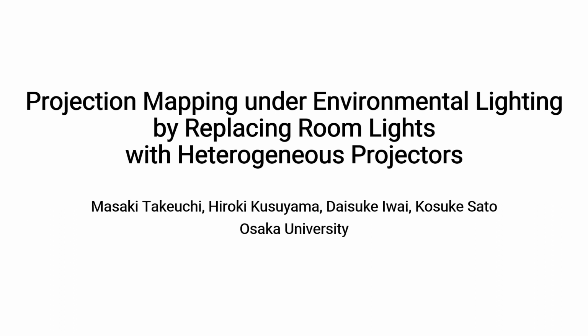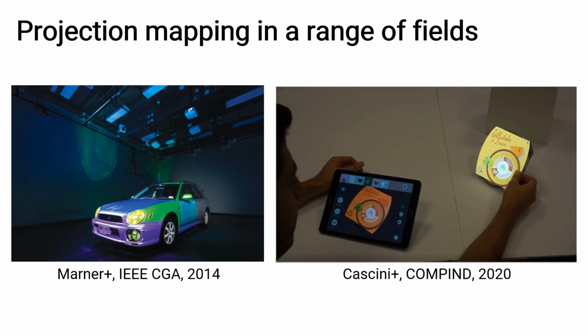We introduced new projection mapping techniques under environmental lighting by replacing room lights with heterogeneous projectors. Projection mapping is a technology that allows computer-generated images to be superimposed on a target object in physical space using projectors. Previous studies have investigated the utility of projection mapping in a range of fields, such as product design.